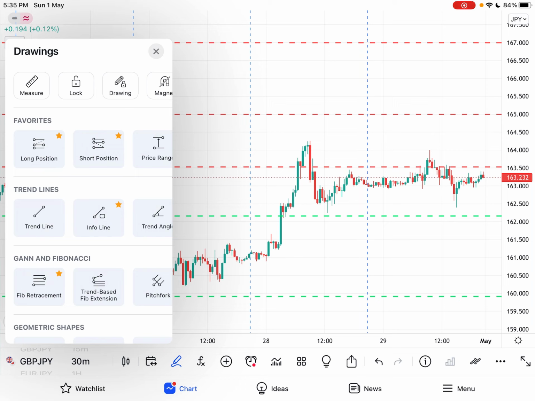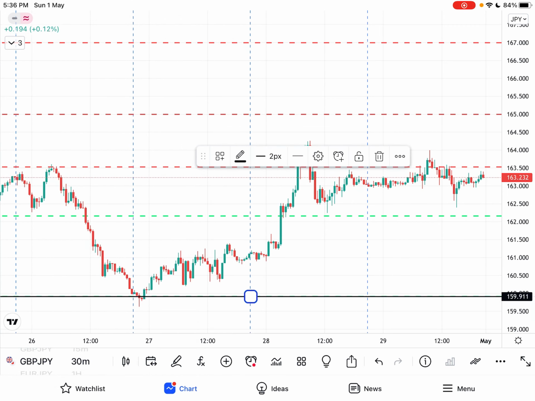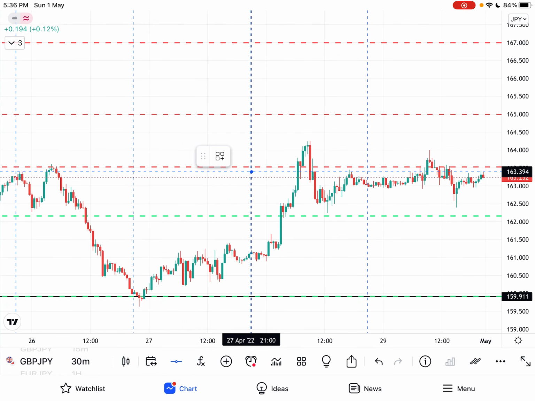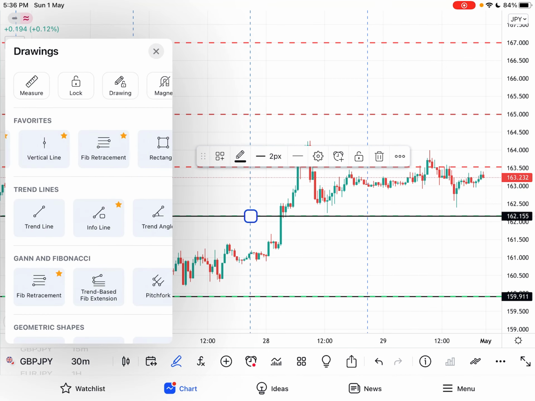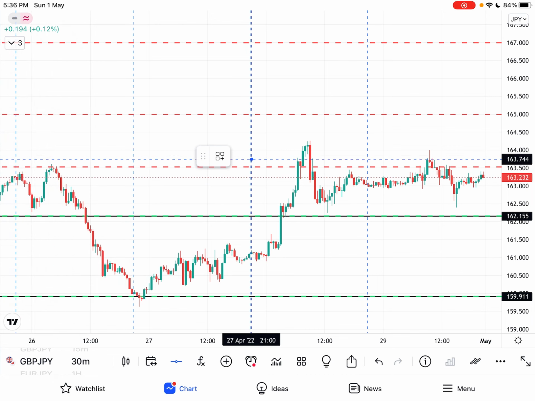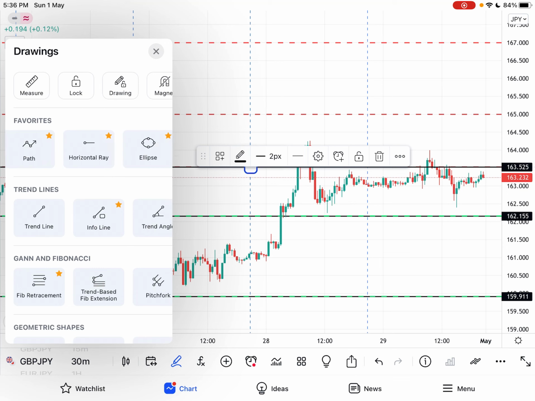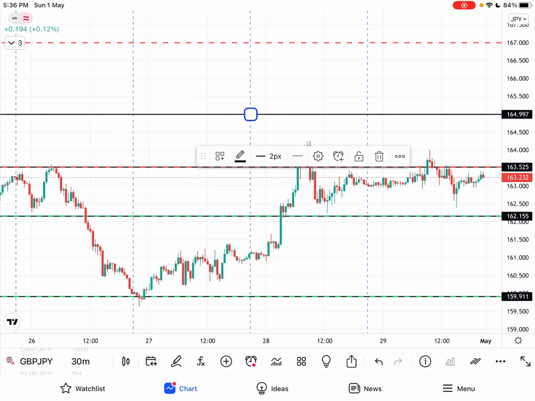Now we'll go to our drawing tool, and we'll take our horizontal line, and then we mark these levels. Good. Take another horizontal line. Mark our next level. Take another horizontal line, and another one, marking all these levels.